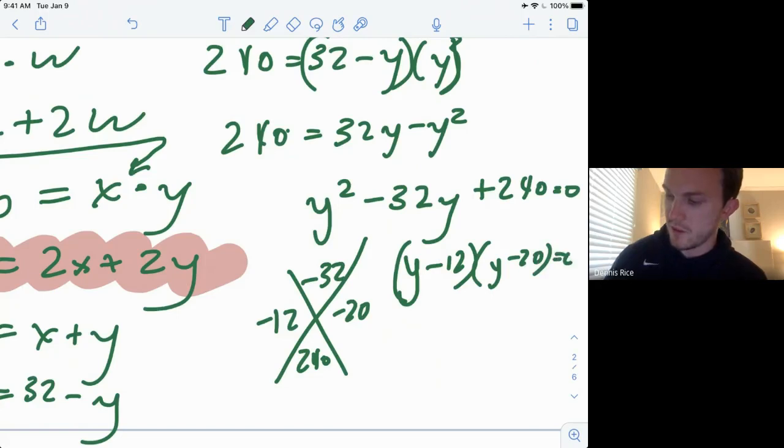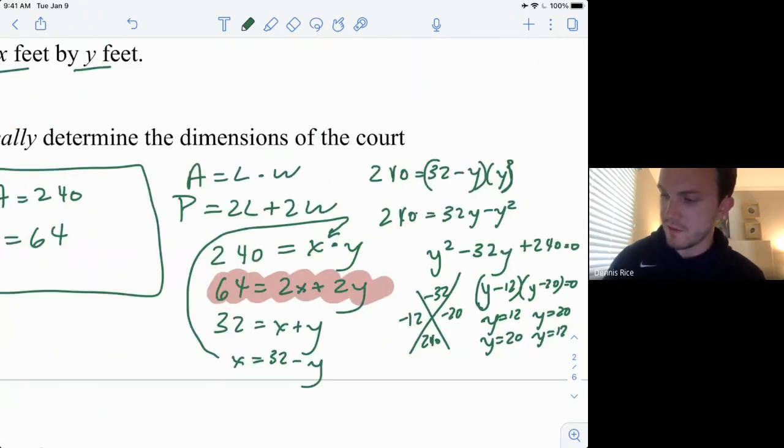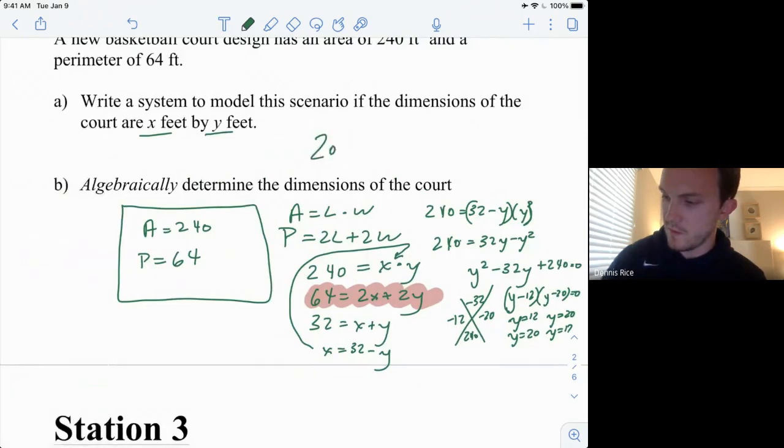Do your t-chart, you're going to get 2 answers of 12 and 20, which means the other variable is 20 and 12. So same thing. The dimensions of this rectangle should be 20 feet by 12 feet.